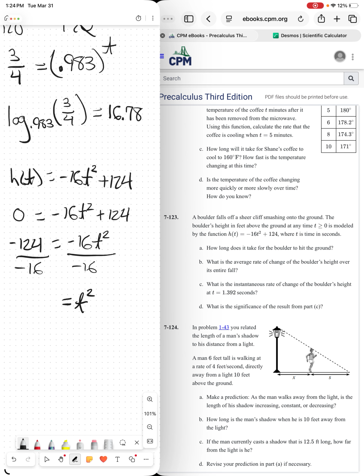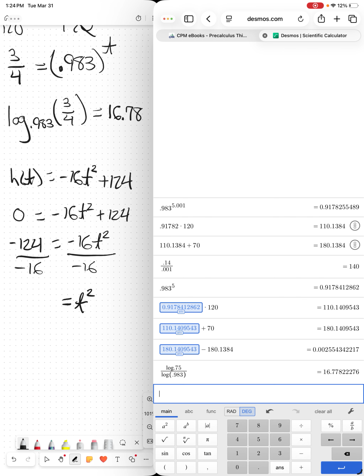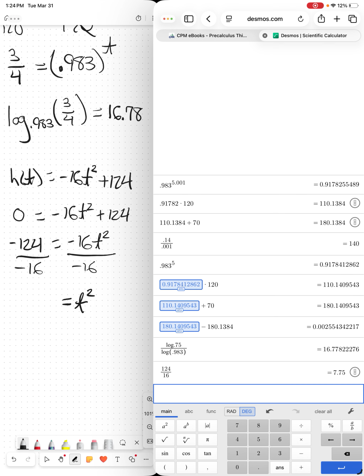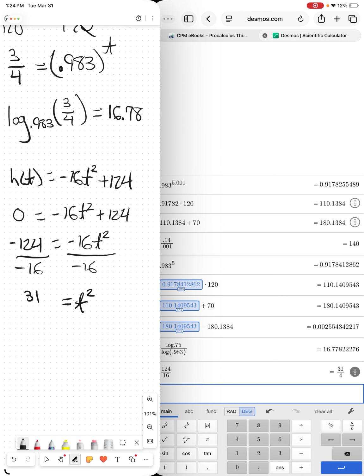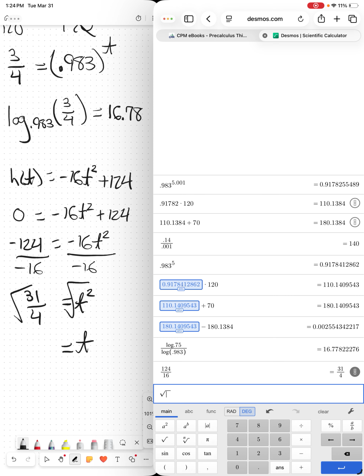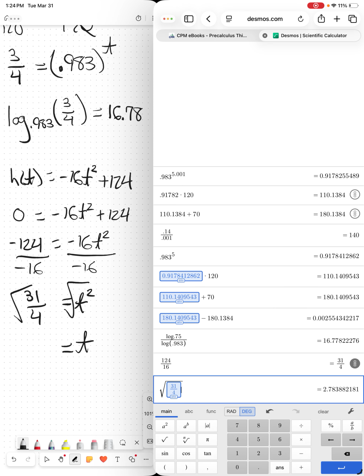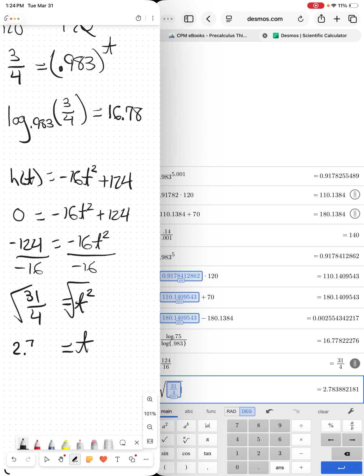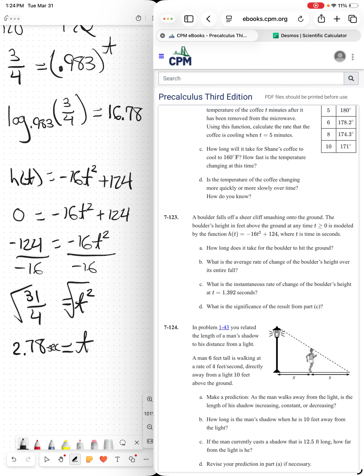We get t squared equals, so let's do 124 divided by 16. We get 31 over 4, and then we'll square root that. Square root answer, and we get 2.78 seconds to hit the ground.